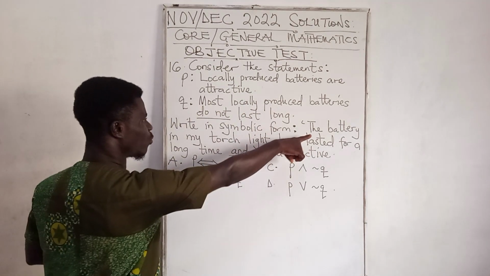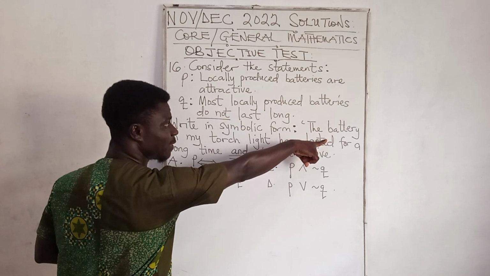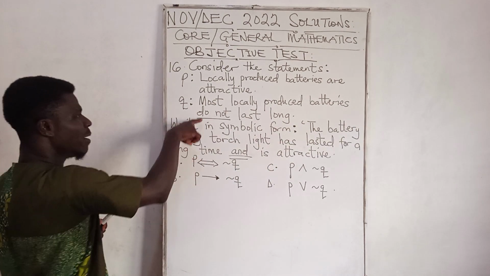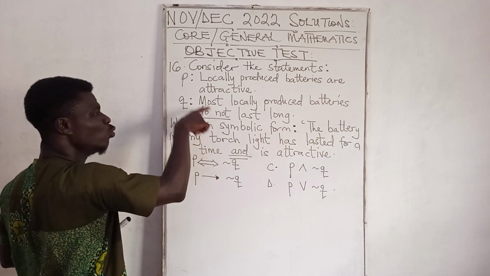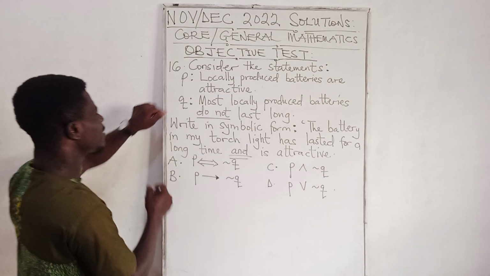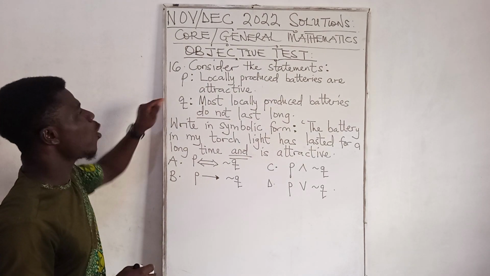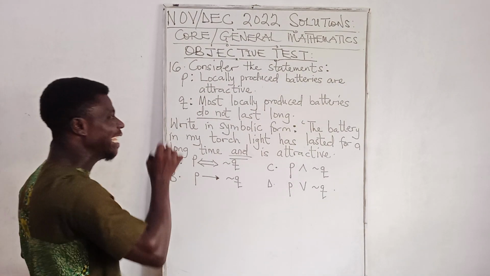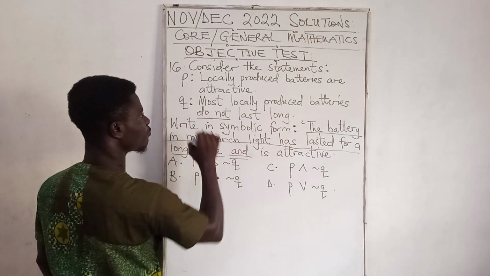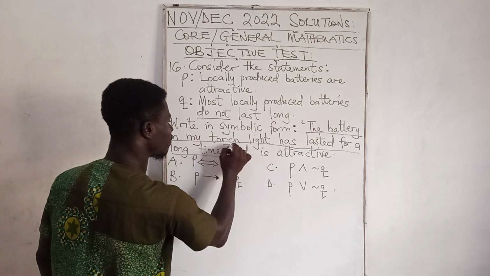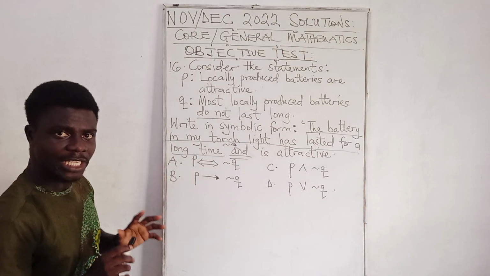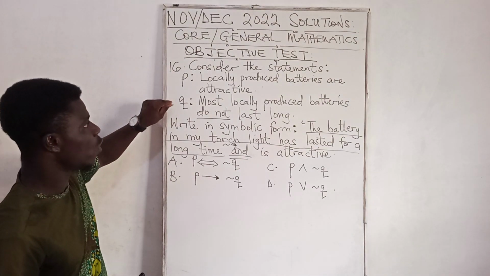Then now, they are saying that what? The single statement here, they are saying the battery in my torchlight has lasted for a long time. But here, statement Q, they are saying do not last long. But here, they are saying has lasted. So which implies that we have the opposite of this Q, which means the negation. The whole of this is the negation of Q, because that's the opposite of this statement Q.